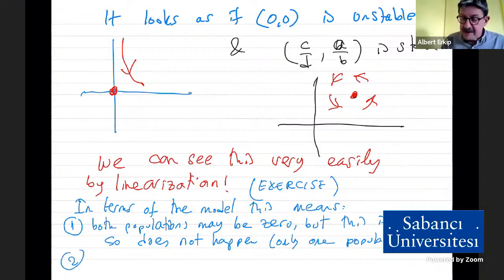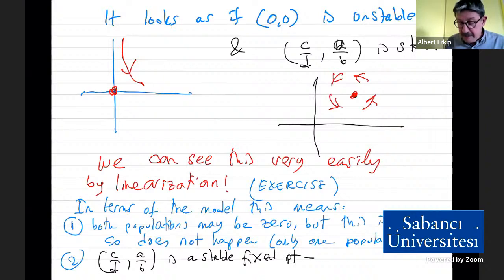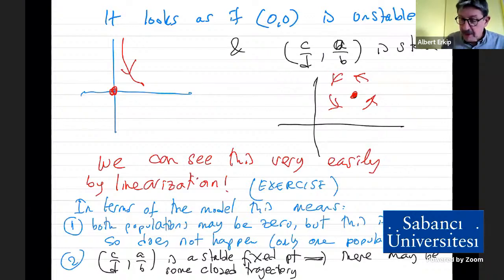The second one is, it seems that around the other one, this c over d and a over b is a stable fixed point. And there may be, I did not prove it, some periodic closed trajectory. The closed trajectory would be something like this. Let me use another color here, this green color. Here there could be a closed trajectory like this, which means a periodic solution.